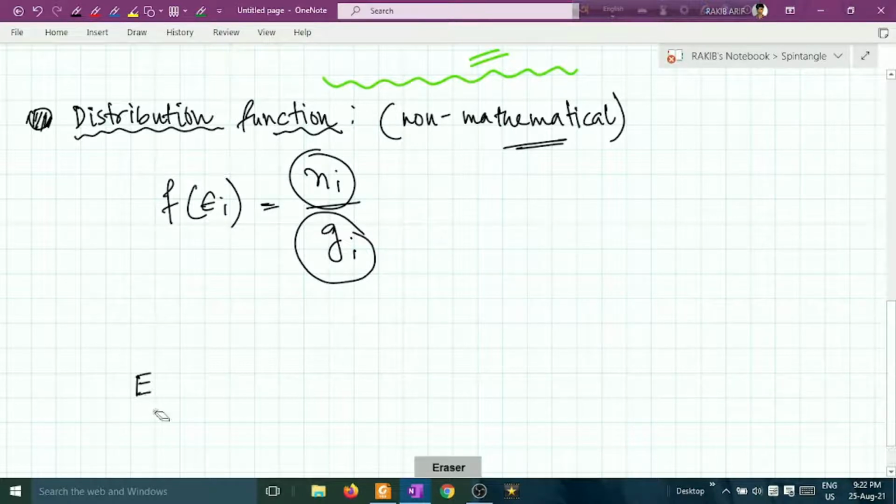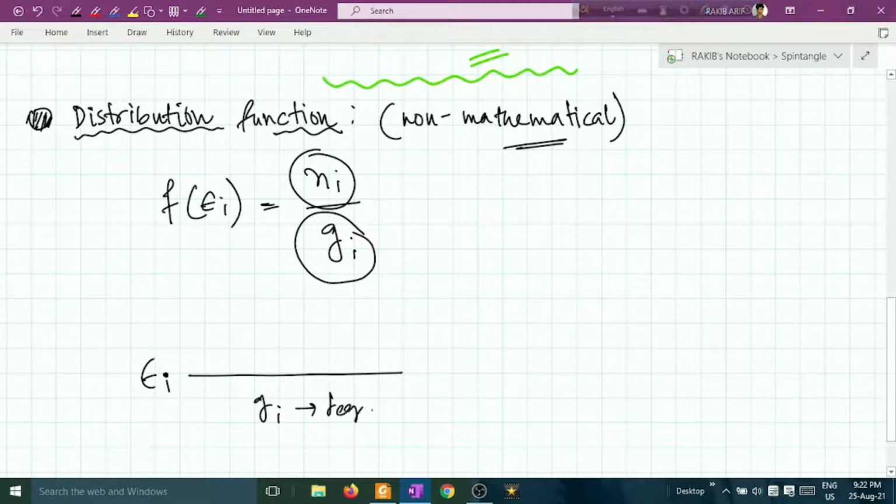You have an energy level named Ei. This is the ith energy state. In the ith energy state, the degeneracy is Gi. This is the degenerate case. In the case of non-degenerate, you can put 1 here.